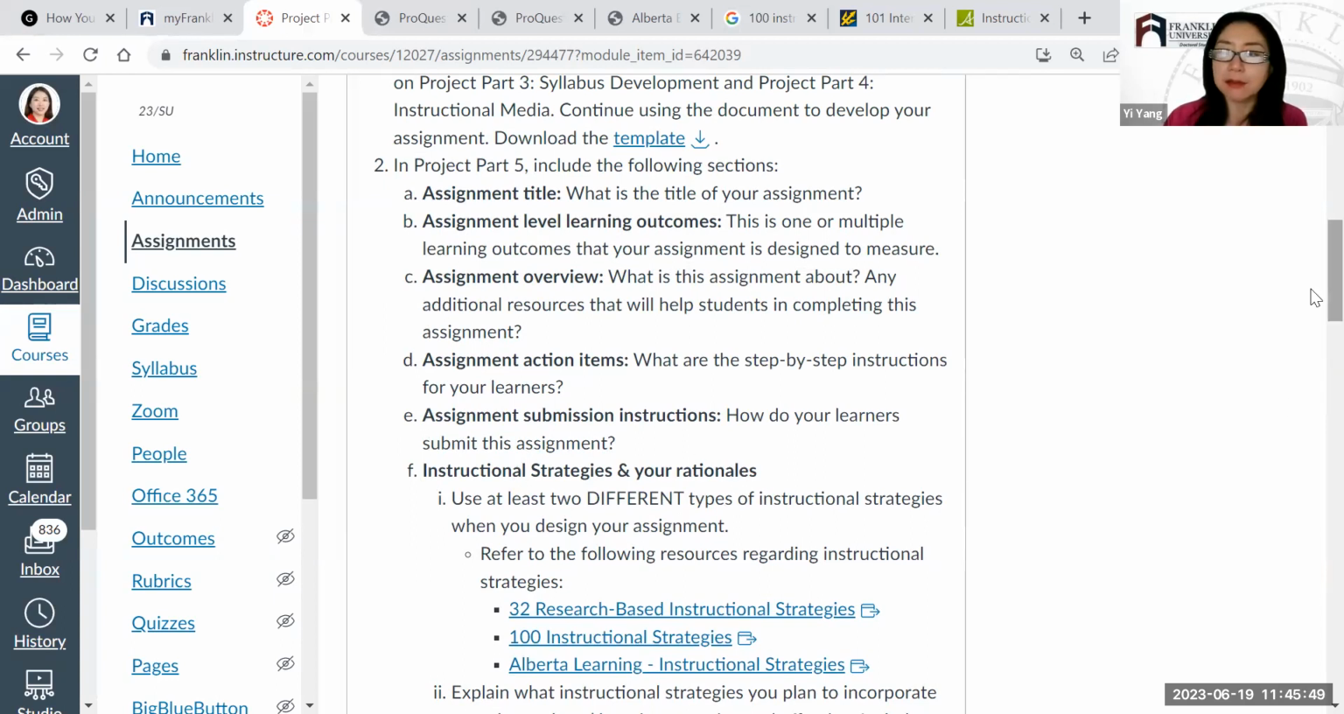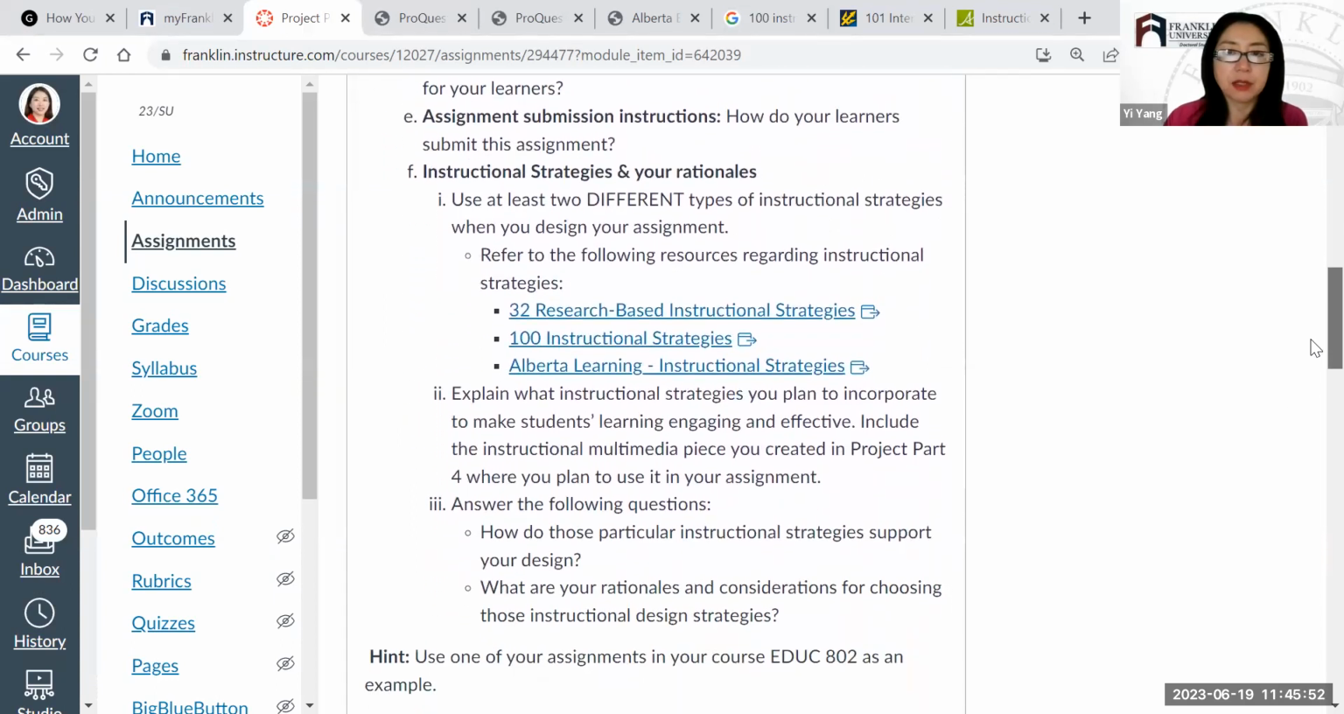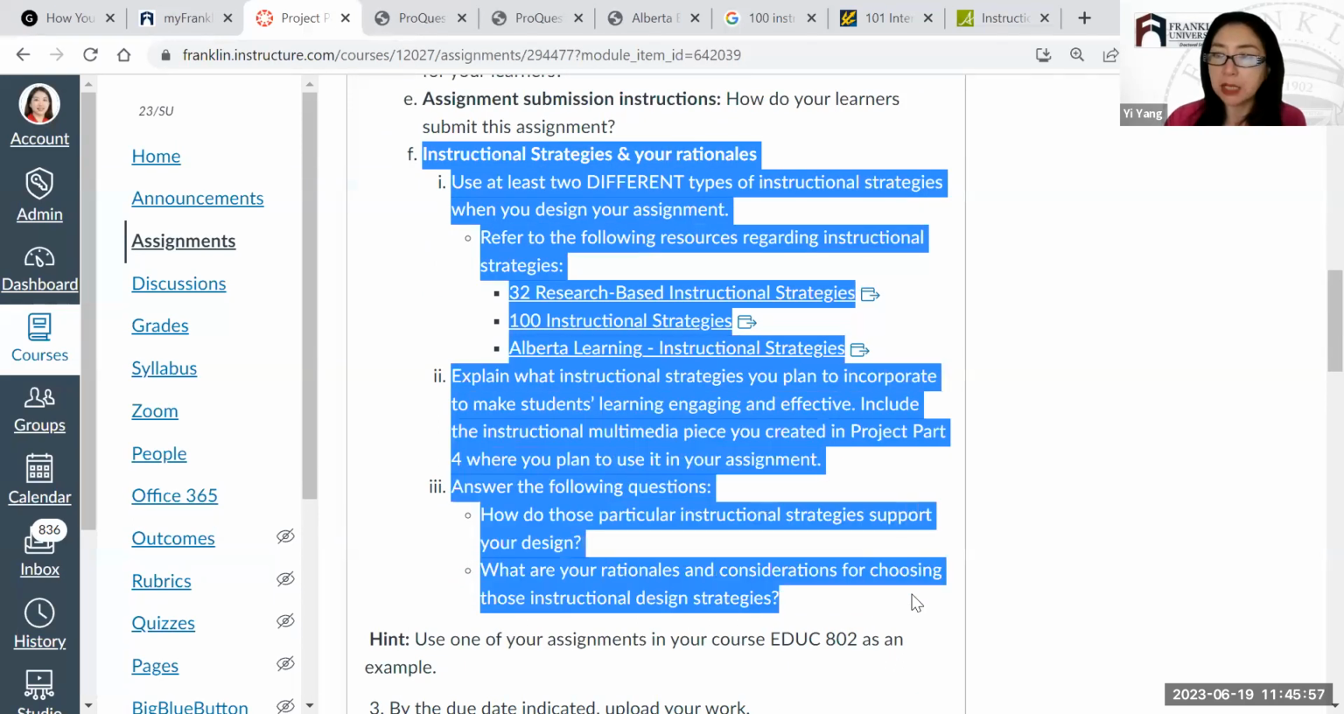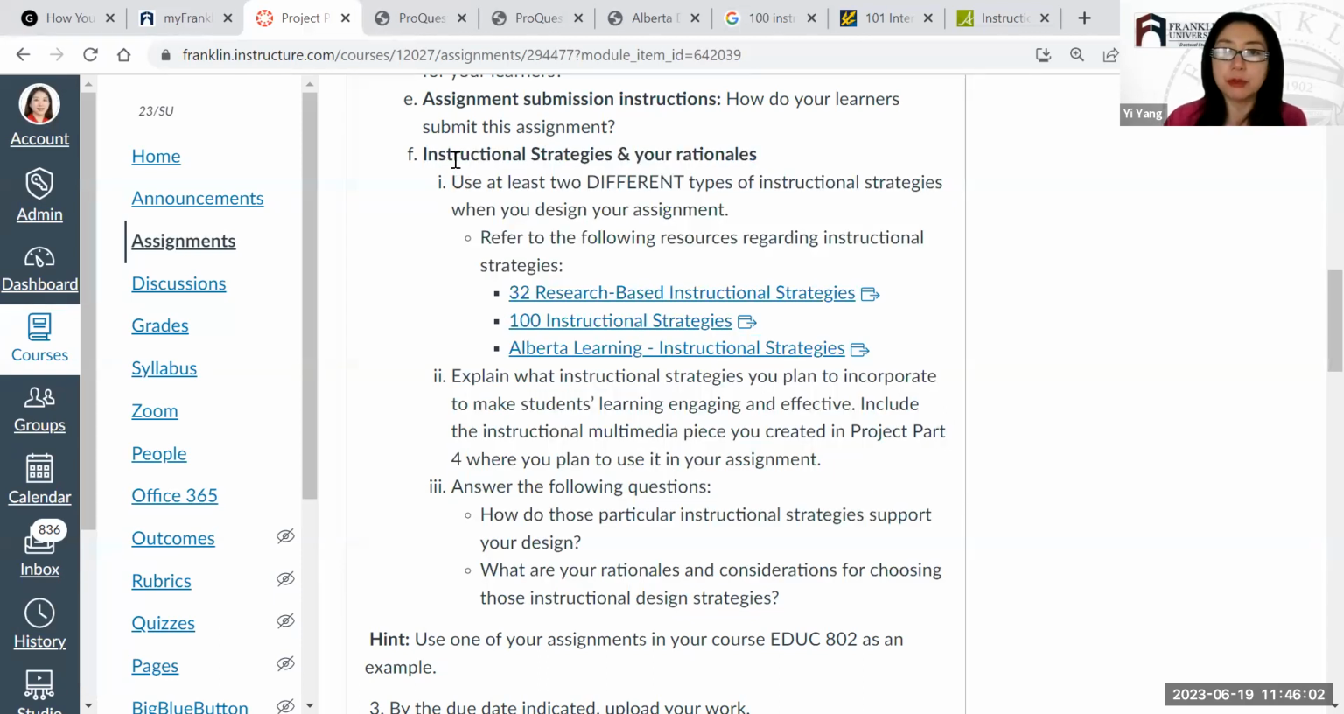Now item F, this is the part that you need to write for me. This is the part where you will write about two instructional strategies. Remember, you need to identify two different types of instructional strategies that are represented in your action items. Then you will explain which two instructional strategies you used, and how you use them to engage your learners.